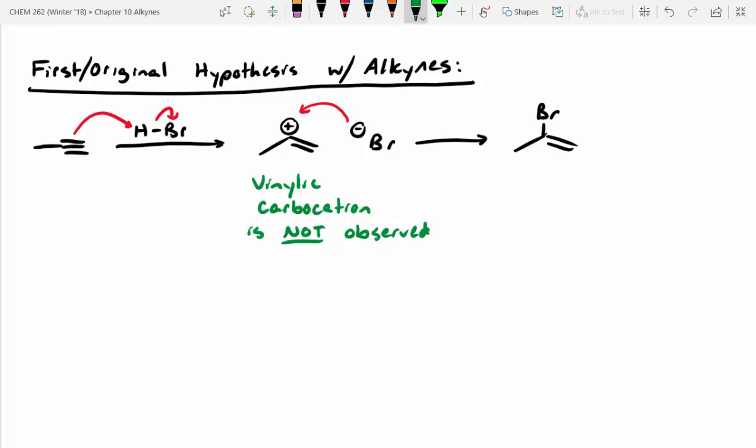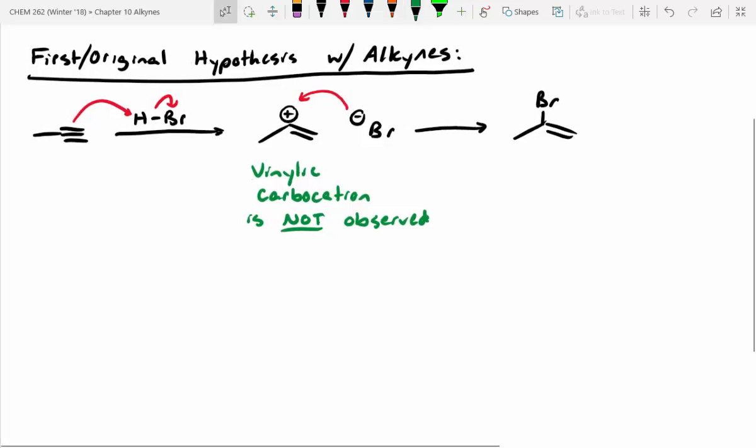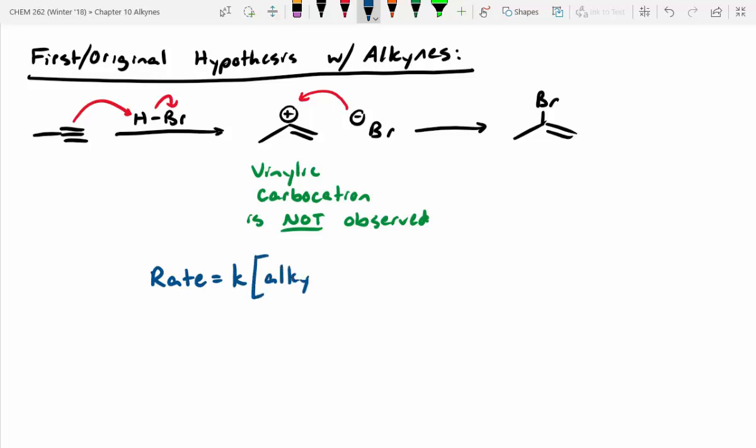In fact, this reaction was studied pretty heavily. People were trying to figure out, well, if it's not this mechanism, what mechanism is it? And oftentimes the first way chemists like to study a reaction is by studying the rate equation, right? Because we know from SN1 and SN2 reactions, you can differentiate which one it is based on the rate equation. Their rate studies found that the rate for this reaction is equal to some little k, the rate constant, times the concentration of your alkyne, times the concentration of your acid, in this case HBr, squared.